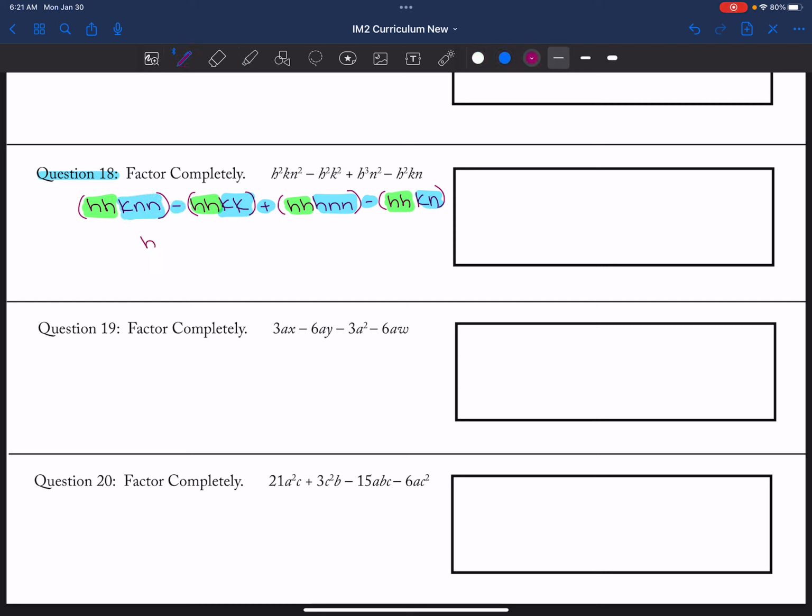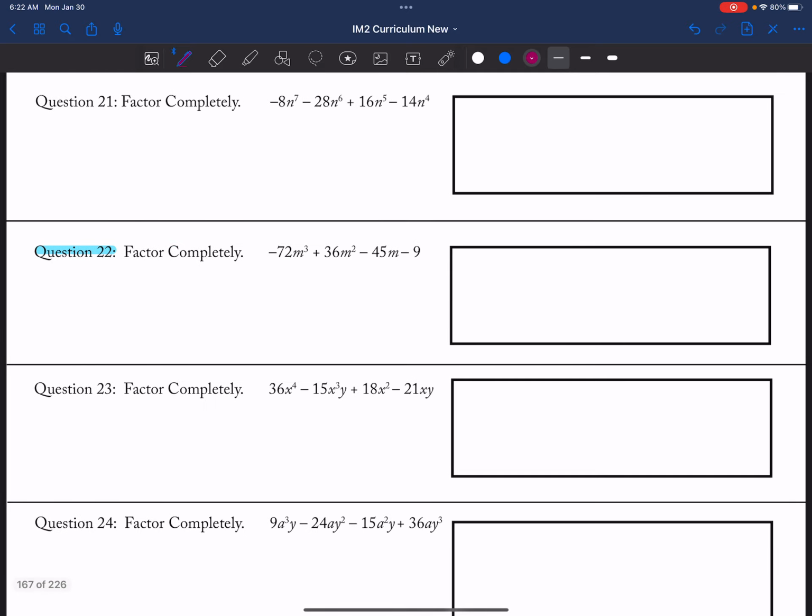Okay, so h squared, kn squared minus k squared plus hn squared minus kn. Okay, that is my factored form there. And then one more, I think.